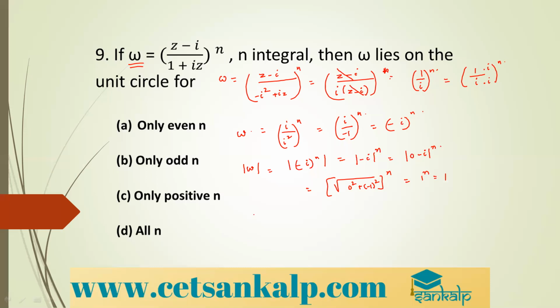That is 1. So if modulus of a complex number is 1, that means square root of x square plus y square is 1, or x square plus y square is 1. So this is a circle, unit circle, irrespective of i, for all n, whether it is even n or odd n. For all n, it represents unit circle.